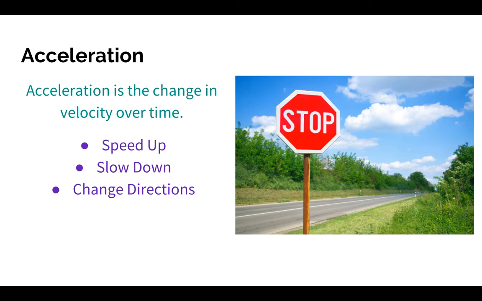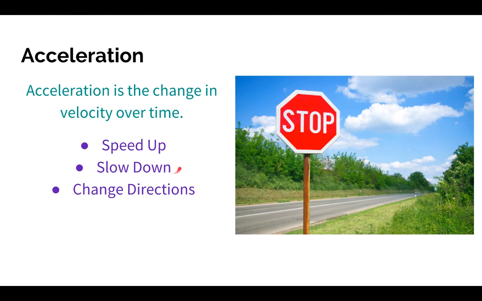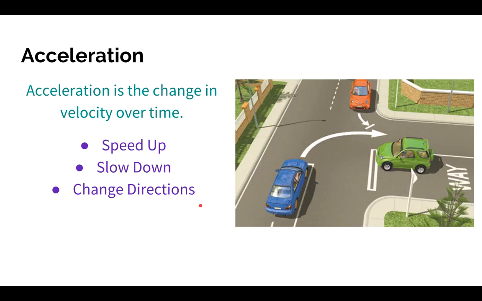So the definition of acceleration is the change in velocity over time. And there's 3 ways to accelerate. We can speed up, like when we're getting on the freeway, we're accelerating. Or even when we're changing our speed and we're slowing down, this is also called acceleration. And then since velocity has to do with direction, if we change our direction, that is accelerating as well. So there's 3 ways to change acceleration: speed up, slow down, or change direction. So going from straight to right.